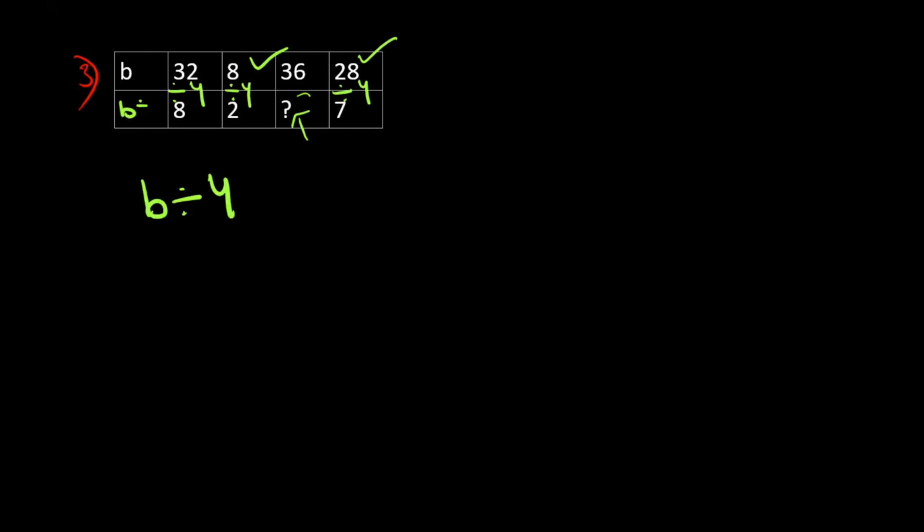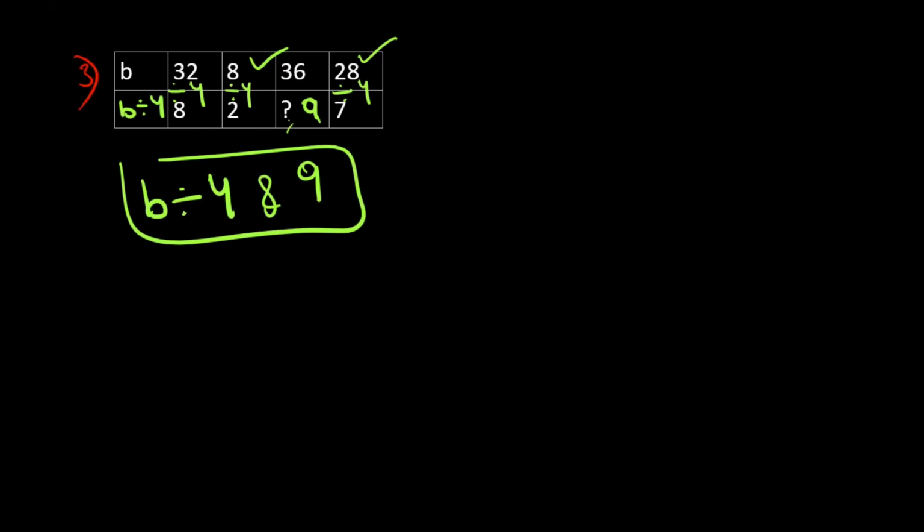Let's write it over here too. Now we need to find out what this question mark is. So we need to do 36 divided by 4. I know that 36 divided by 4 is 9, or 9 times 4 is 36. So our answer will be 9 for this.